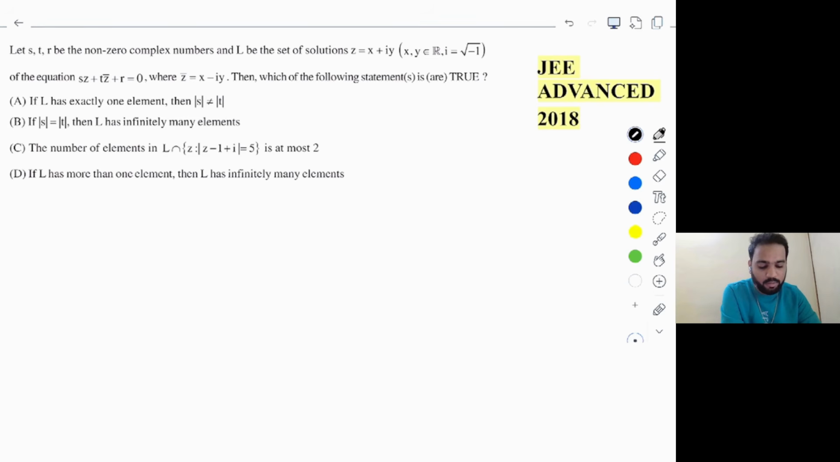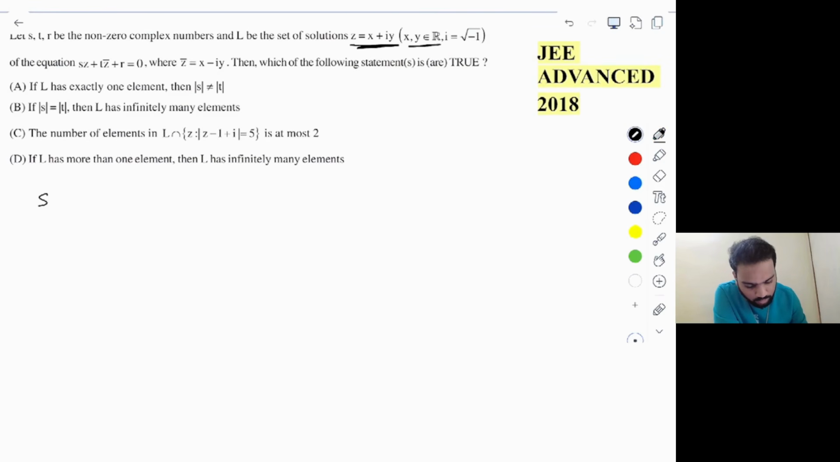Let s, t, r be non-zero complex numbers and L be the set of solutions z equals x plus iy, where x, y belong to R and i is equal to square root of minus 1, of the equation s times z plus t times z bar plus r is equal to 0. Now we have to concentrate on this equation, because only if you understand this equation can you check the options here.